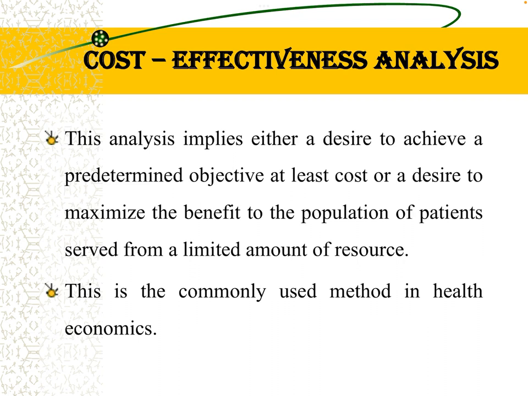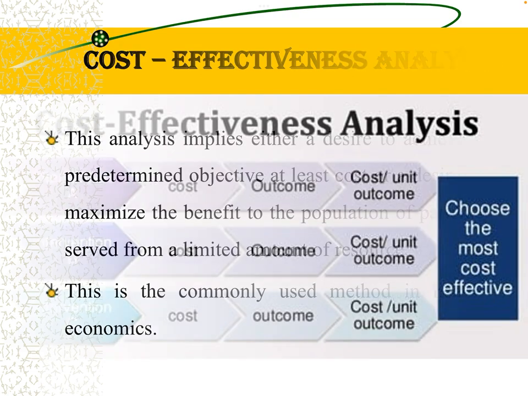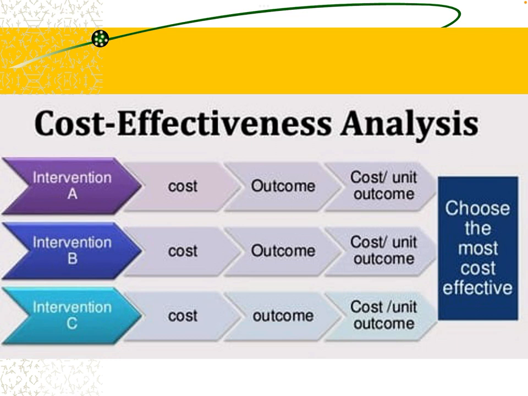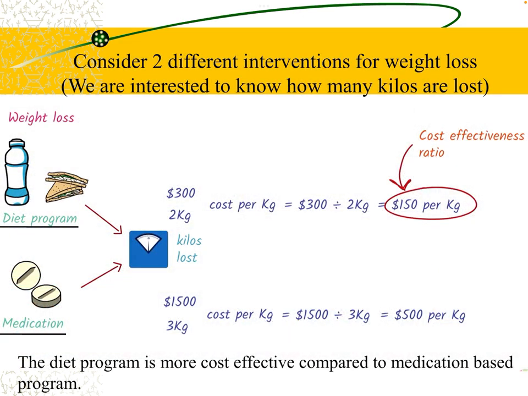So next type of analysis is the cost effectiveness analysis. This analysis implies either a desire to achieve a predetermined objective at least cost or a desire to maximize the benefit to the population of patients served from a limited amount of resource. This is the commonly used method in health economics. When you have intervention A, intervention B and intervention C, choose which is the most cost effective one. Consider two different interventions for weight loss.